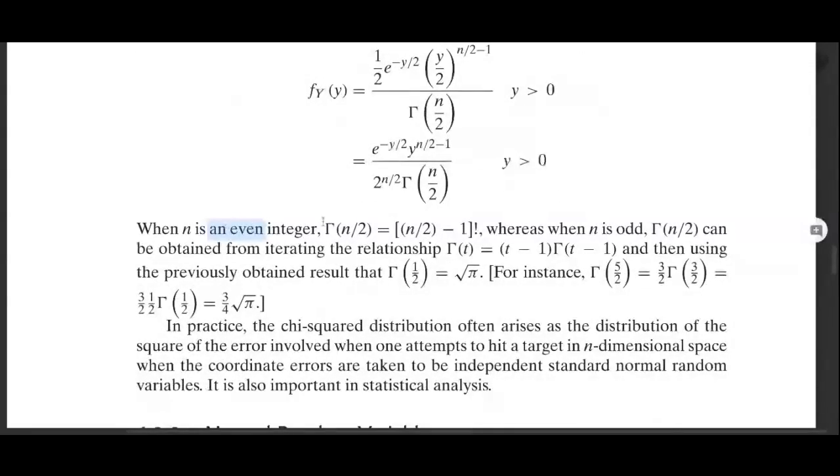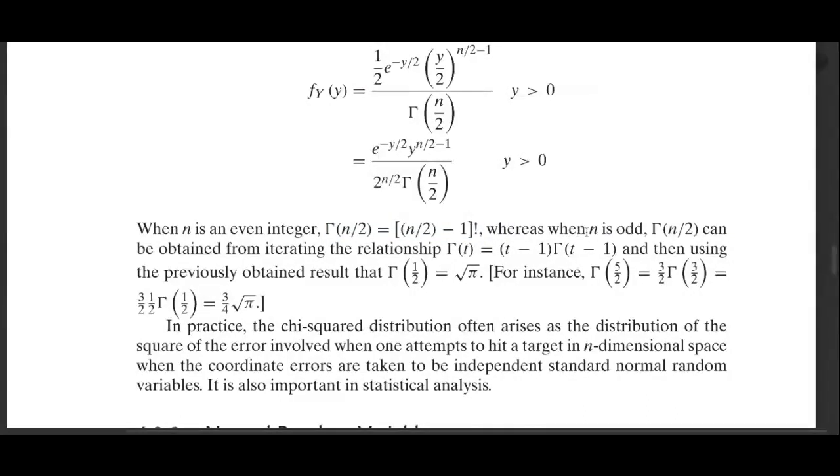When n is an even integer, gamma of n divided by 2 is n divided by 2 minus 1 factorial. If any of you are interested in going in the direction of number theory in mathematics, those are important for you. And also there are proofs of this, very nice.